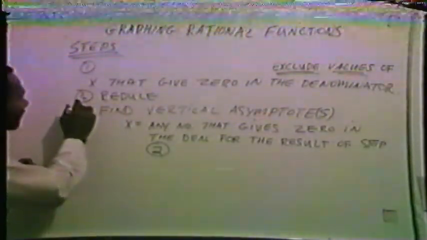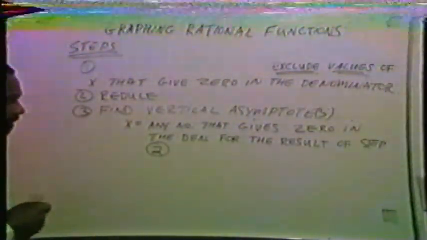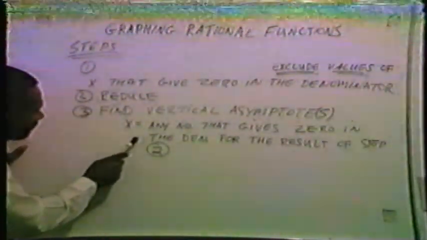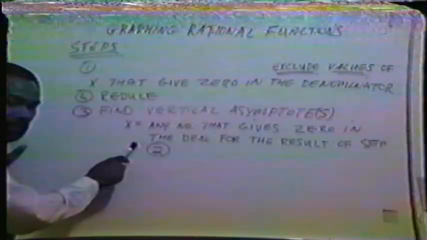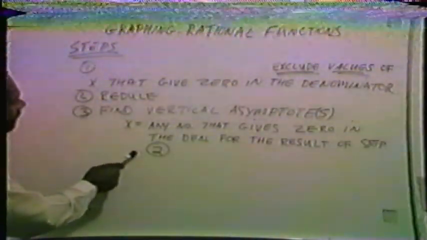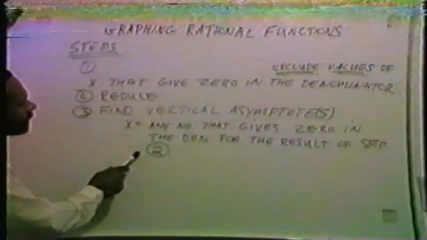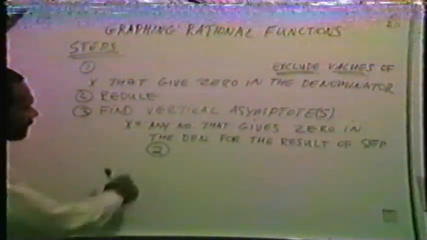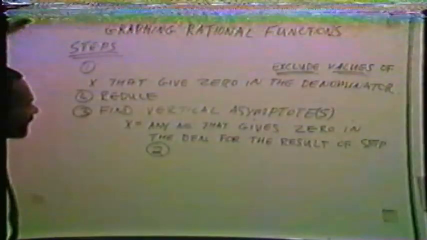So in step 2, we reduce the rational expression. So we're talking about after the rational expression is reduced. If there's any number that would give you 0 in your denominator, then x equals that number would be a vertical asymptote.